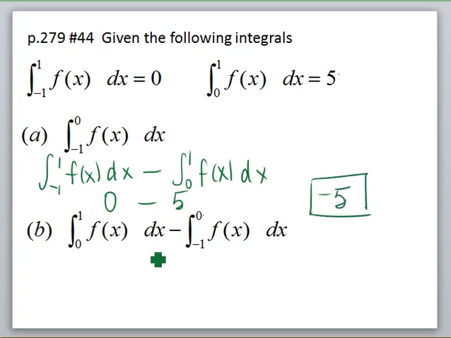This one right here, I have from 0 to 1, I'm given that piece of information, that's 5, minus from negative 1 to 0. I just found that information, it is negative 5. So that means my combined total area would be 10 for this part.